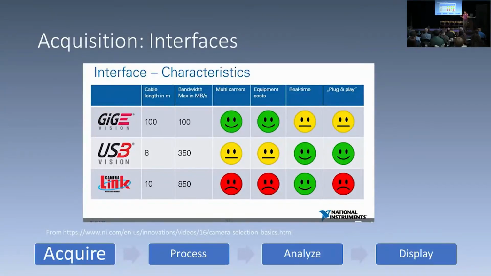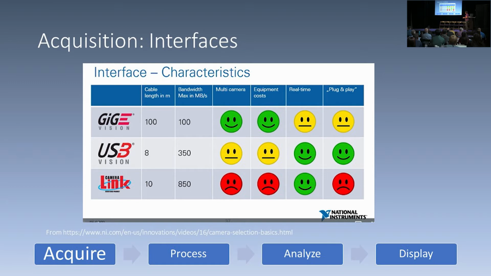And again, some of these are better than the others, but it really depends on your particular application. If you have an application where the cameras are going to be very far away from your PC, or you need to have multiple cameras talking to the same PC, then using something like GigE would be the way to go. However, they only have a bandwidth of 100 megabytes per second. So that just means that if all your cameras are streaming at the same time, you're not going to be able to collect all that data.